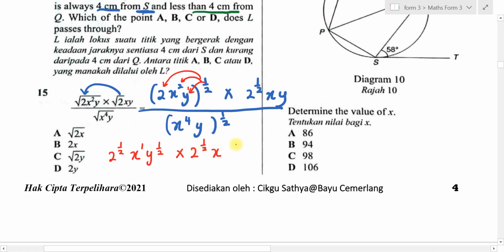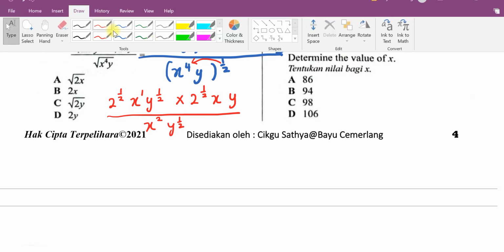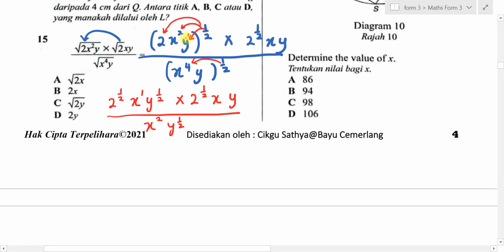And then we have x power 1, y power 1 lah. And then kat bawah, you darab dengan 4 dulu. 4 darab 1 per 2, 4 multiply 1 over 2, you get 2. And y multiply 1 over 2, 1 over 2 lah. So you have all these things, right? Now, very simple. Kalau darab, kita tambah power dia. Kalau bahagi, kita tolak power dia.